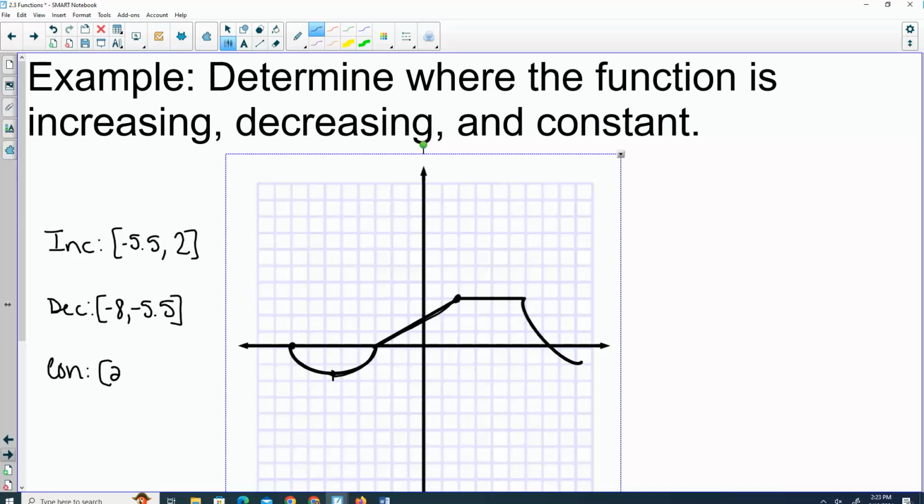Constant from 2 until 6. My graph isn't perfect. And then what happens at 6? Decreases. So if there's more than one, we just put a union in between. So 6, and about where does this graph stop? 9.3 or so. Somewhere about there. It went a little past the 9.